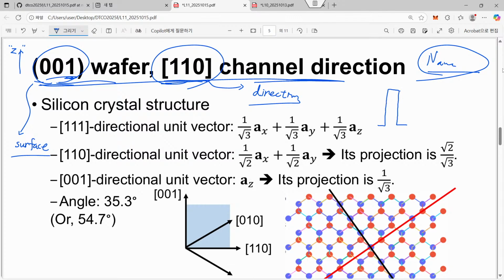Please allow me to draw a little bit. Now you are looking at our fin structure. Right now, let me just draw the direction. This direction corresponds to the 001 direction.